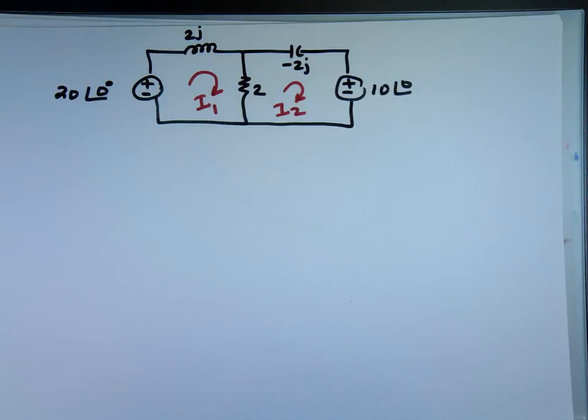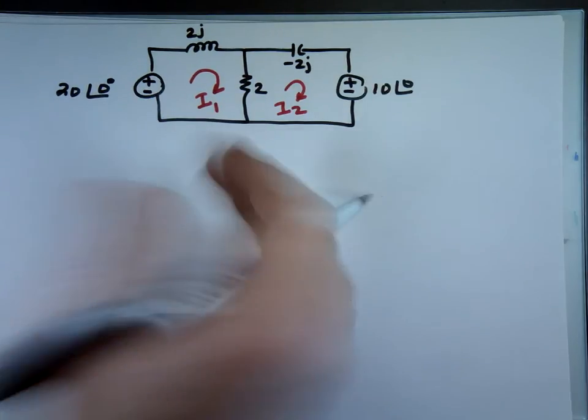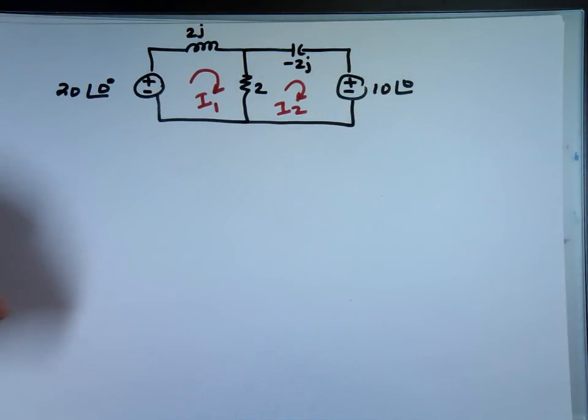And so we'll see if the power supplied equals power absorbed there too, by the way. I need to find I sub 1, I sub 2. I'm going to find the average power supplied by the sources and absorbed by the other elements, and see if it adds up to power supplied equals power absorbed, average power. How do we find I sub 1, I sub 2? Two equations, two unknowns.